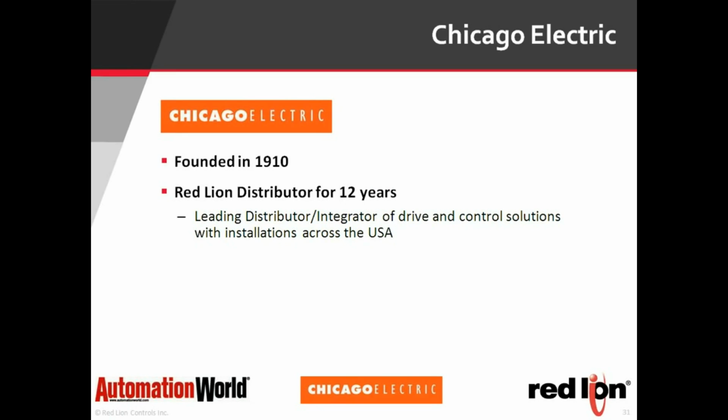Some quick background on Chicago Electric. We're proud to be a 102-year-old company. We were founded in 1910. For the last 12 plus years, we've been a distributor for Red Lion, and the majority of our activity with Red Lion has centered around their visual management tools.